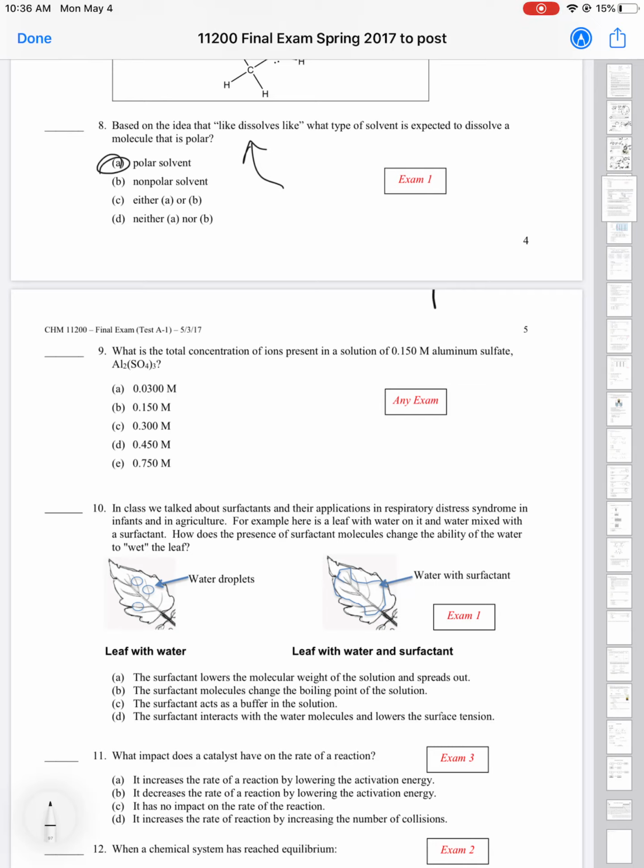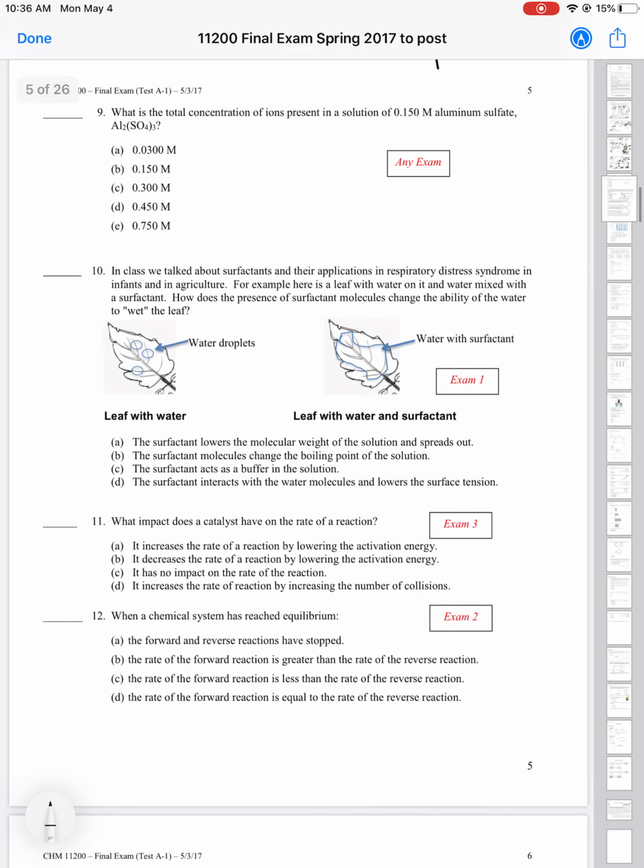So basically the idea is that polar solvents dissolve in each other. So if you mix water with alcohol, those are soluble, whereas if you try to mix oil and water, oil is nonpolar while water is polar, so those do not dissolve into each other.